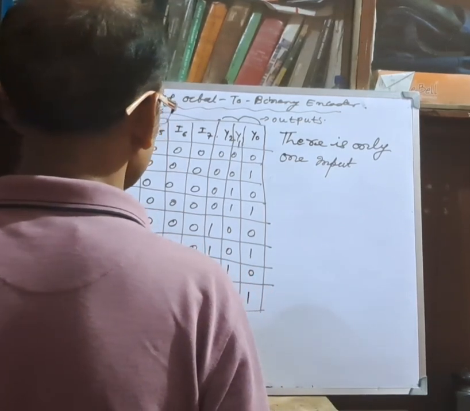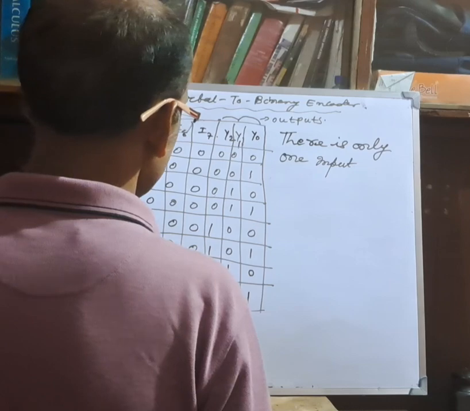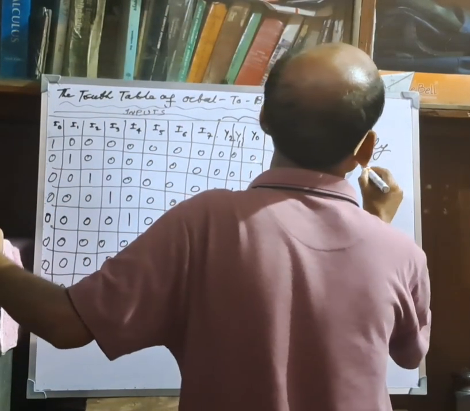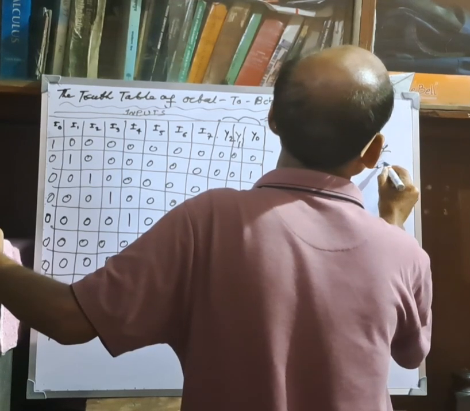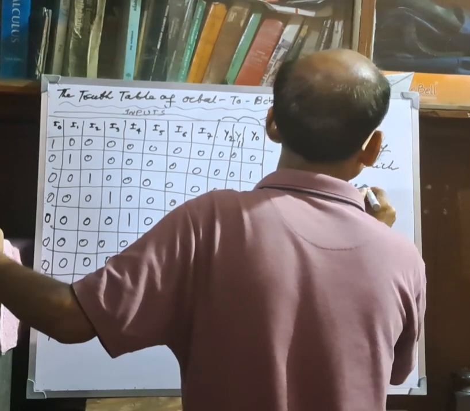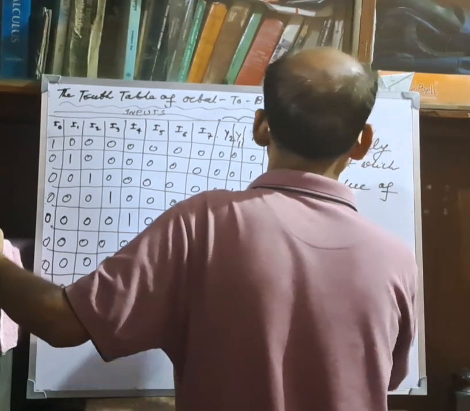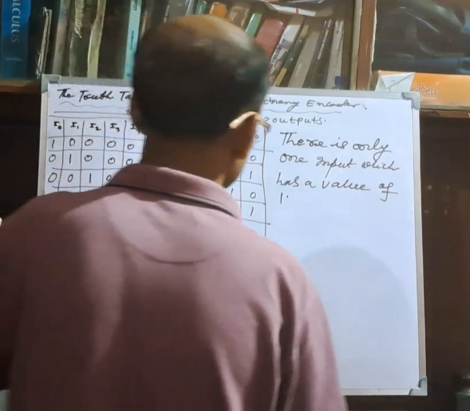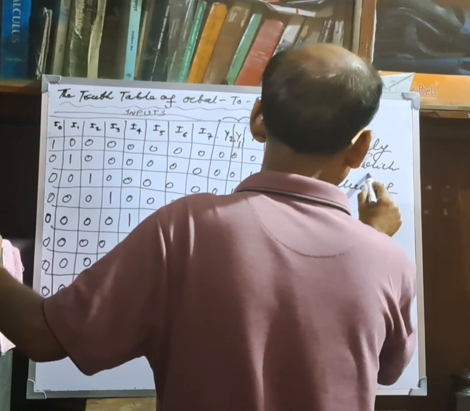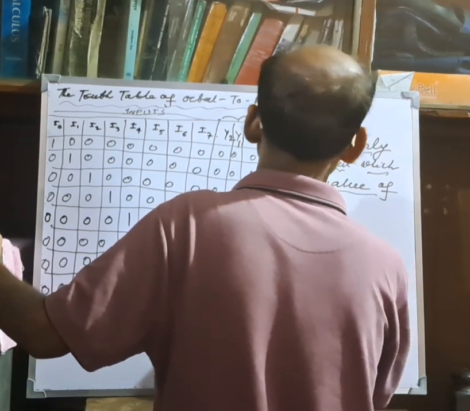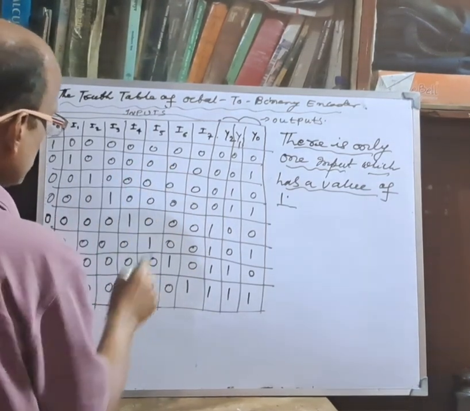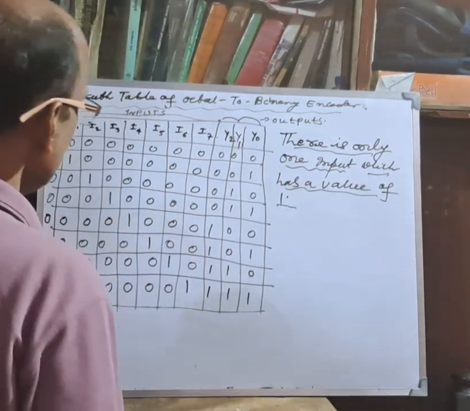There is only one input which has a value of 1. Just see here, and rest all elements are low, so that is why I mentioned here 0.